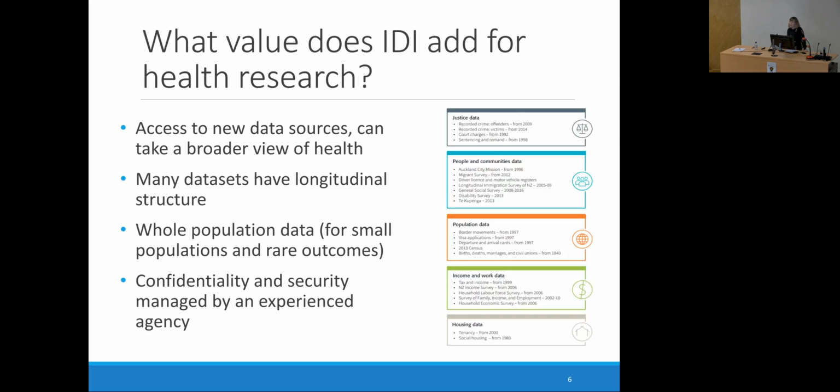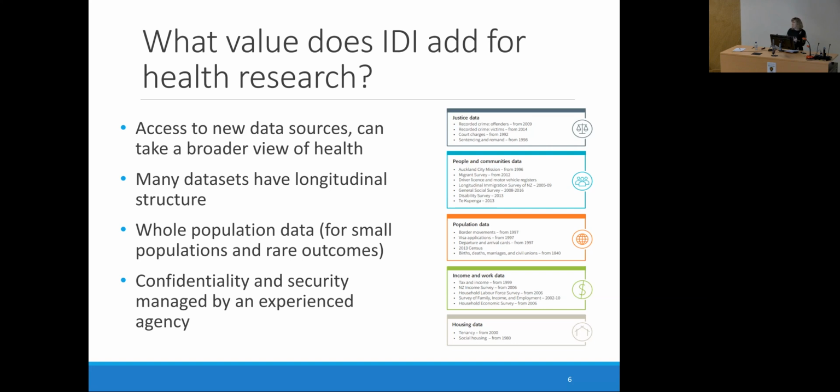So why are people interested in the IDI? What does it give us as health researchers that we didn't have before? One of the biggest things, I think, is that it gives us access to a whole bunch of new data sources that were really difficult, or in the case of things like IR income data, impossible for university researchers to access previously. And what that lets us do is take a much broader view of health.